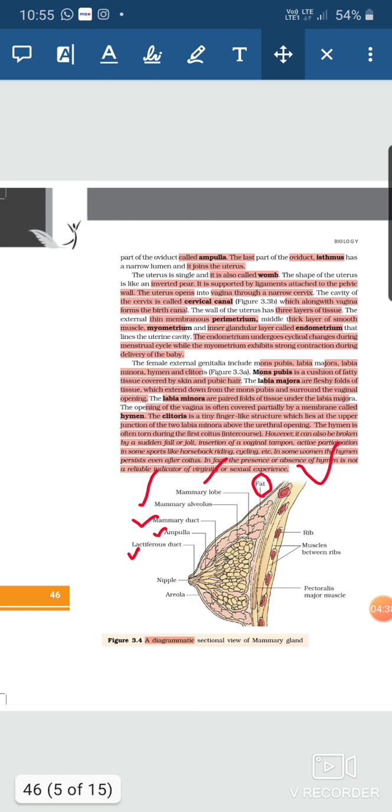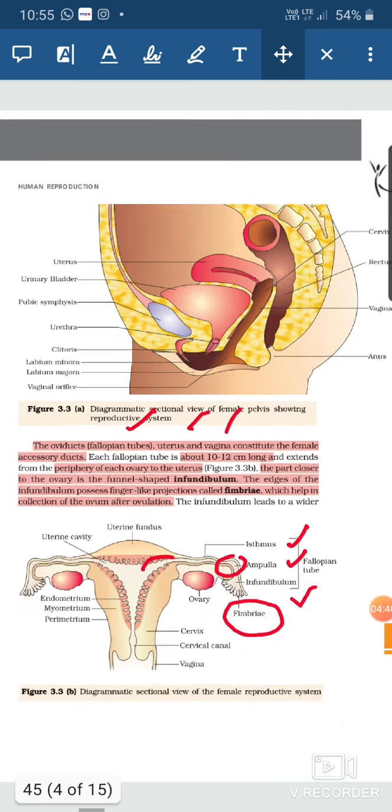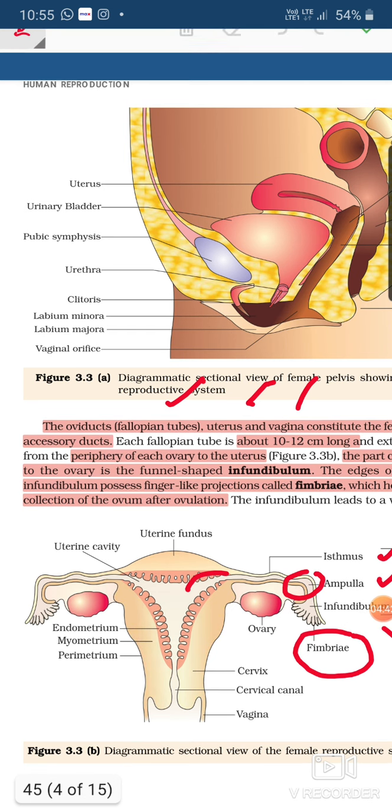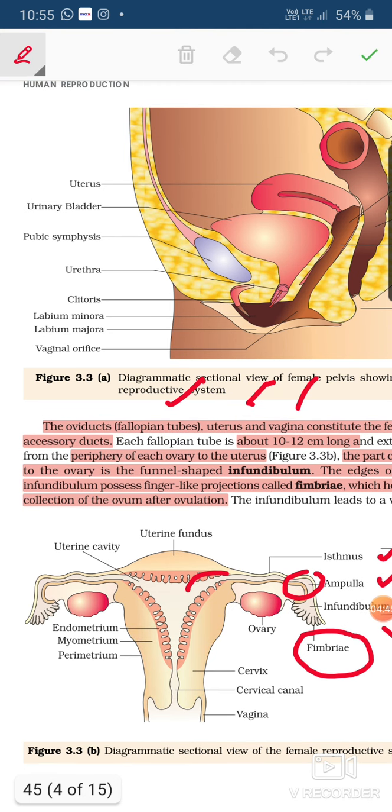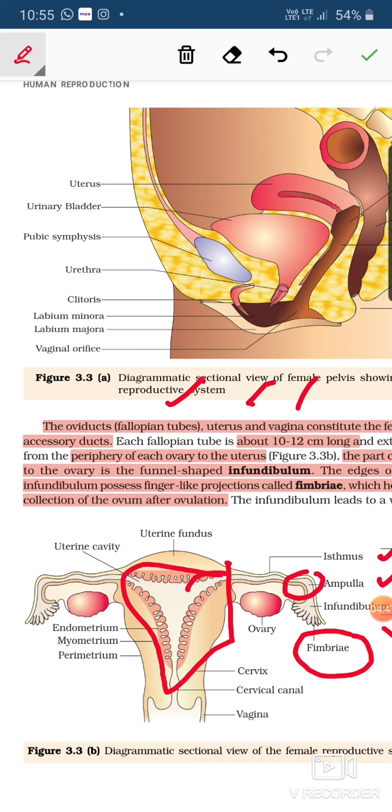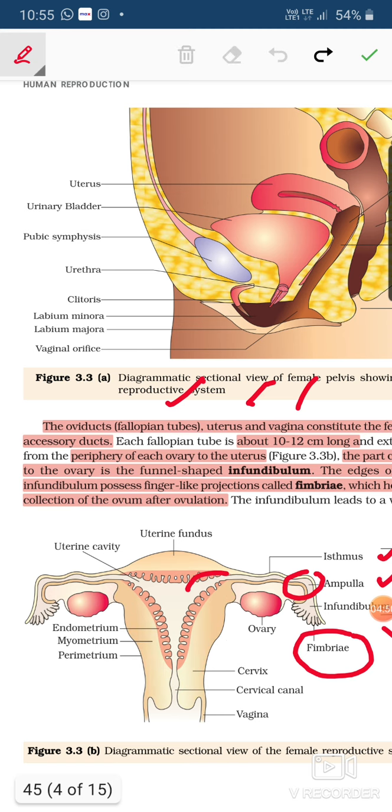Now let's discuss the uterus. The uterus is this region, having the shape of an inverted pear. The uterus is covered by three layers. The outermost layer is known as the perimetrium. It is a very thin layer. The next layer is the myometrium. The myometrium is the middle layer, made up of a thick cushion-like layer, and it undergoes strong contractions during the delivery of the baby.